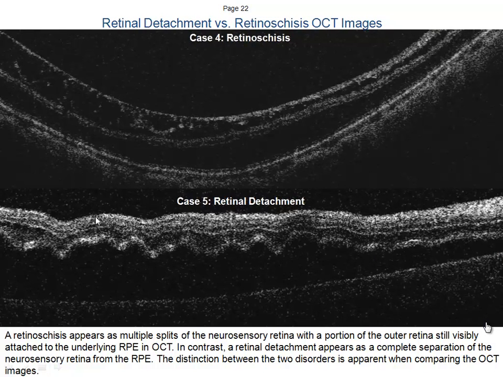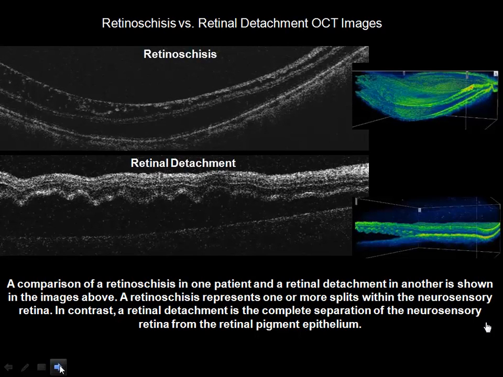So in a retinal schisis you will see multiple splits within the retina, whereas in a retinal detachment you will see layers of the neurosensory retina separated from the retinal pigment epithelium. We should be able to make the differential diagnosis with OCT in virtually every case. We have that arrow someplace. There it is.